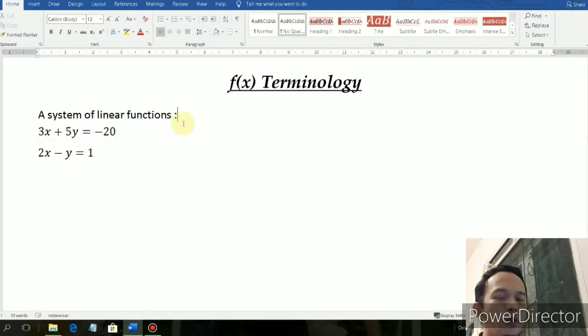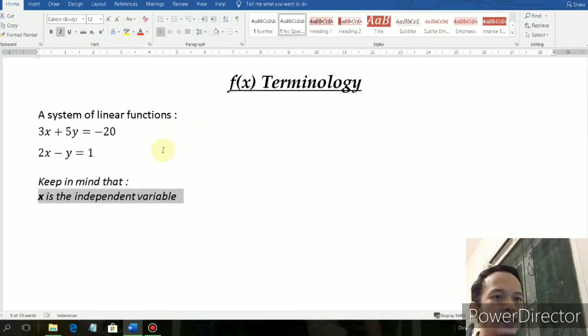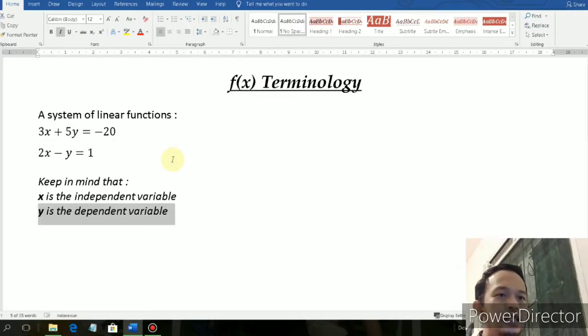So we need to recall back what is the definition of functions from chapter 2. Something that we need to recall is for every function that's involving two variables, there will be an independent and dependent variable. Okay, so based on our agreement for this one, we use the x as the independent variable and the y as the dependent variable.